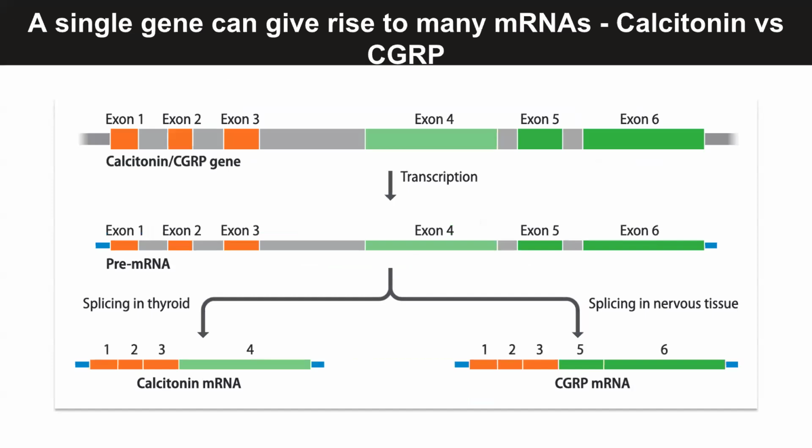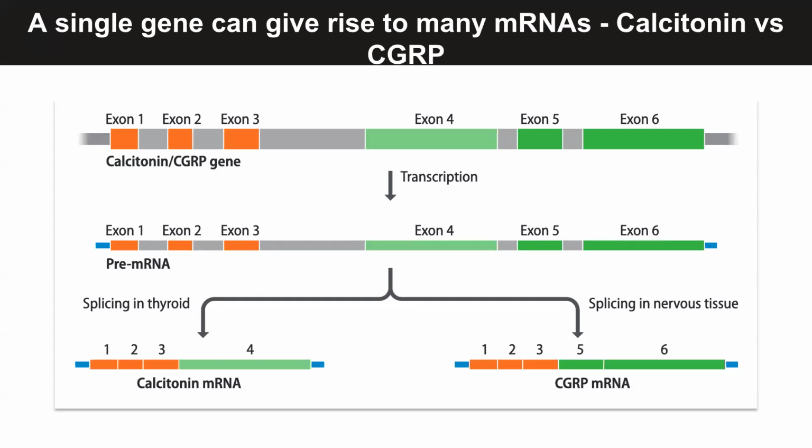Just to give you an interesting example, which is from the same gene. This is the calcitonin/CGRP gene. It has 6 exons. In the thyroid, exons 1, 2, and 3 are taken together. So these become constant. The 4th one is excised. So the 4th one will come and join to exon 1, exon 2, exon 3. This will make the calcitonin mRNA, the calcitonin protein.